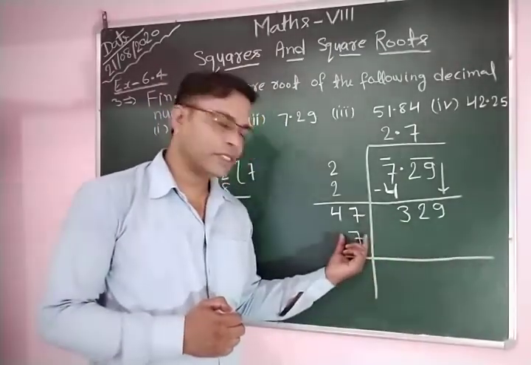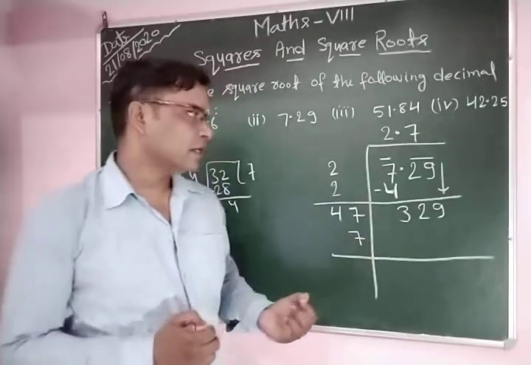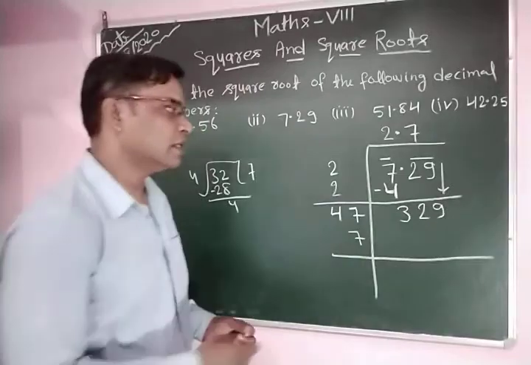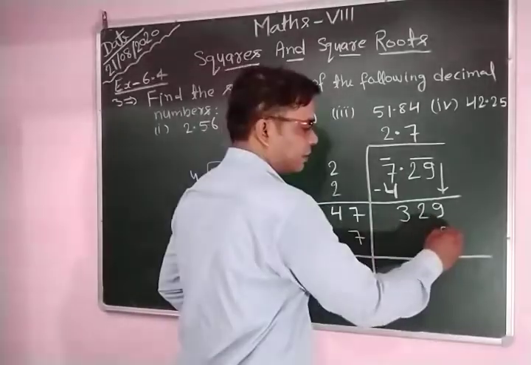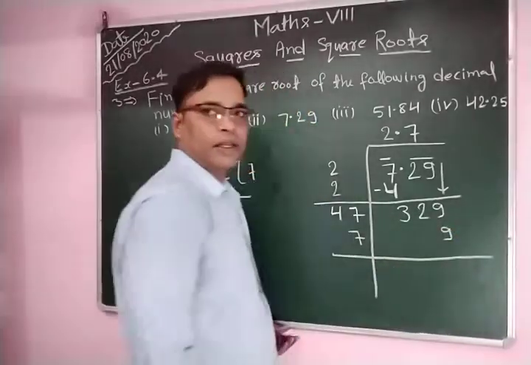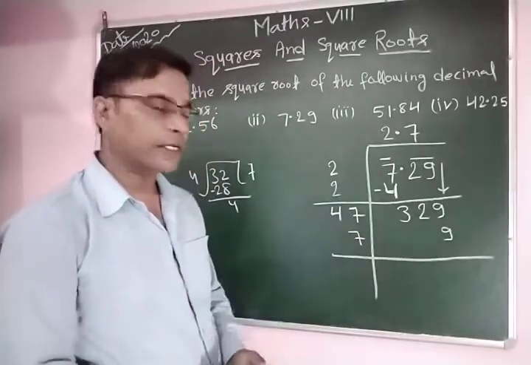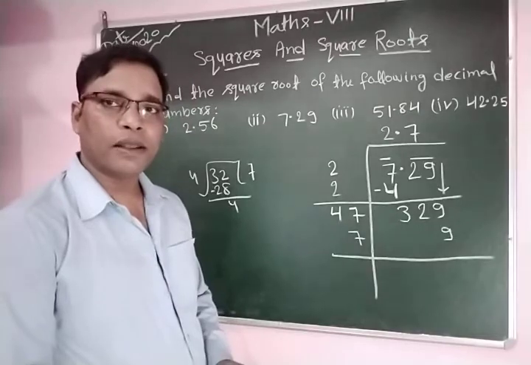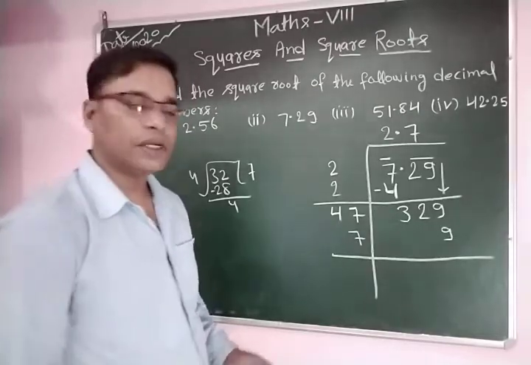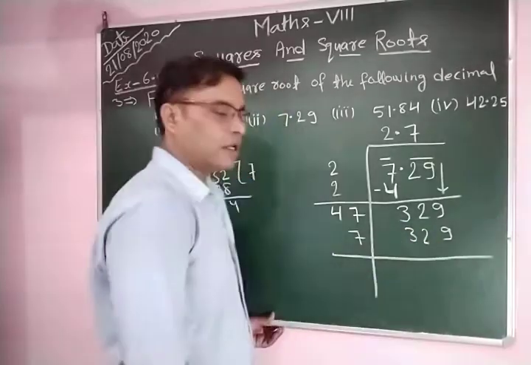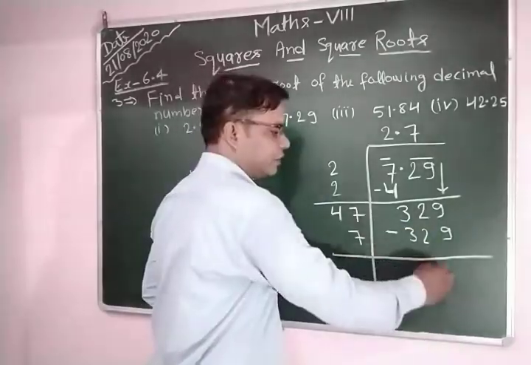We multiply 47 by 7. Okay, so 7 into 7, this is equal to 49. You can write here 9. This is carrying 4. Clear? After this, 7 into 4, 28. 28 plus 4, 32. This is 32, and subtract them, you obtain here 0.